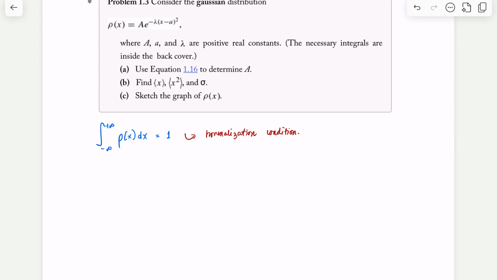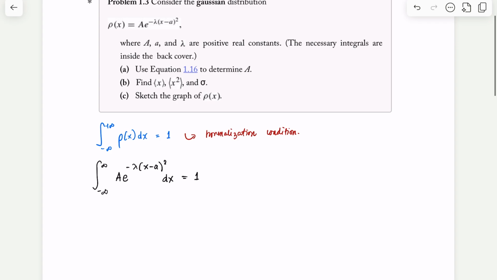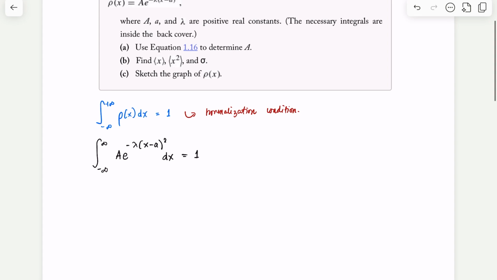So in this problem, we can simply write this as the integral from negative infinity to positive infinity. Our distribution function is A e to the negative lambda quantity x minus a squared dx, and that should be equal to 1. So from here, what we are going to do is a u substitution, where we let u be equal to x minus a. Because if you look at this one, it looks like a messy integral, so we change the variable to simplify it.